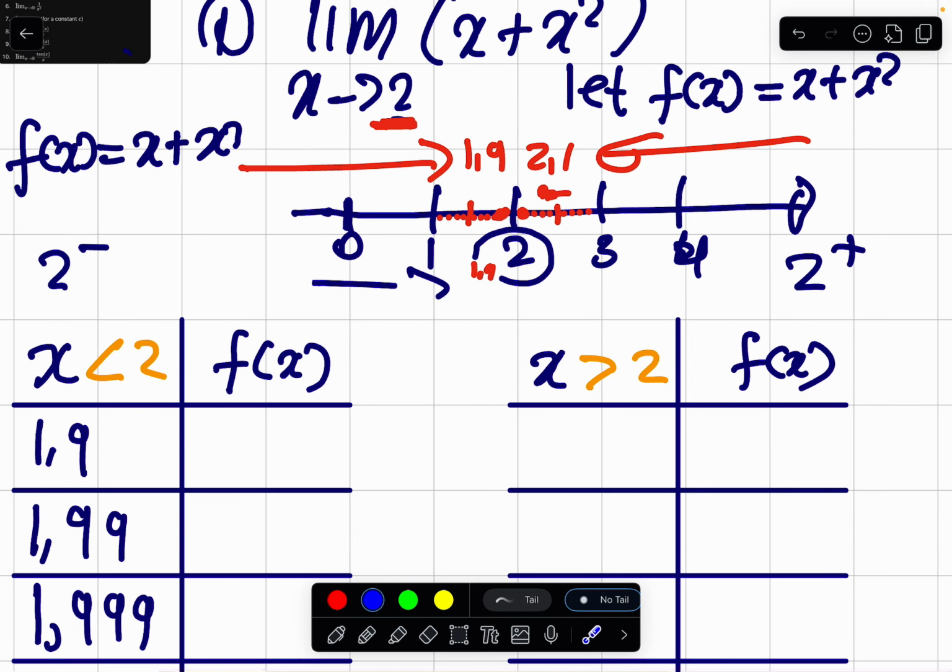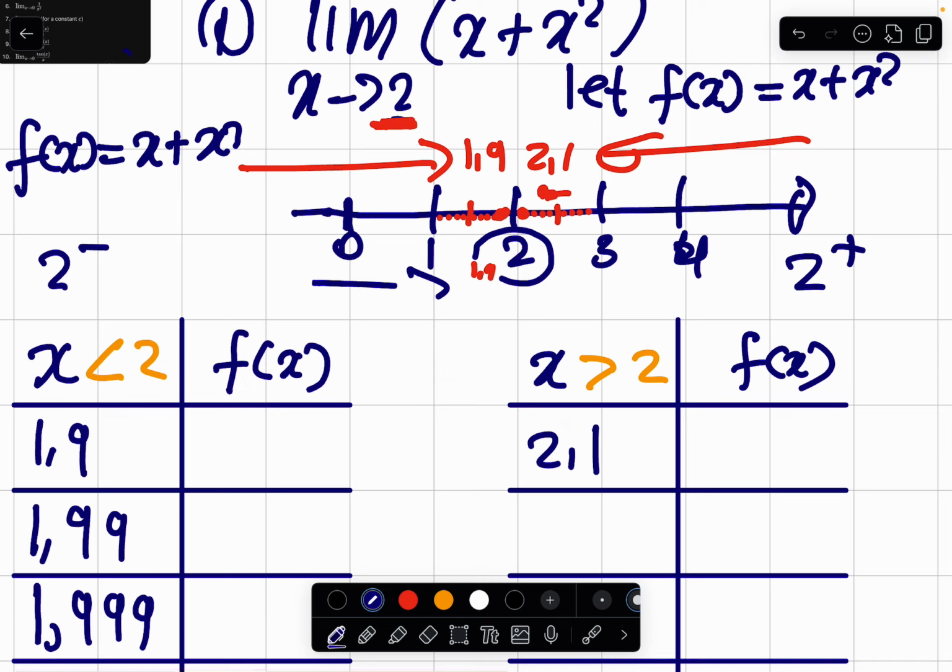From the right, what is the value of x exactly here, closer to 2? It is 2.1, since we have 2.1, 2.2, 2.3, 2.4, 2.5, which is the midpoint of 2 and 3, then 2.6, 2.7, 2.8, 2.9. Meaning when you're approaching 2 from the right, the value of x that is closer to 2 is 2.1. Then you're going to put your 2.1.